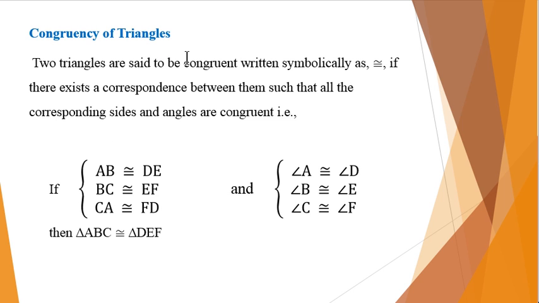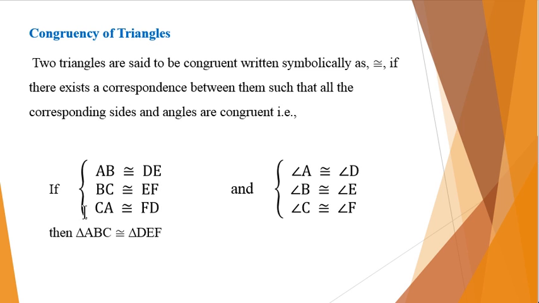Now moving to the congruency of the triangle. Two triangles are said to be congruent, written symbolically as, you are watching the sign, an equal sign and a similar sign. When we write them together, it becomes a congruency sign. This holds if there exists a correspondence between them such that all the corresponding sides and angles are congruent.